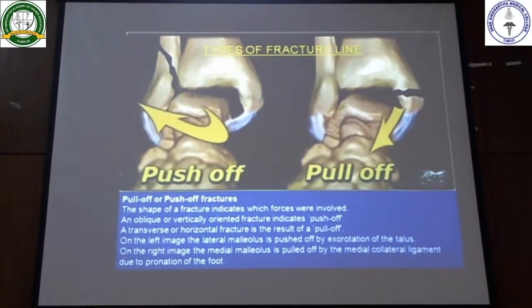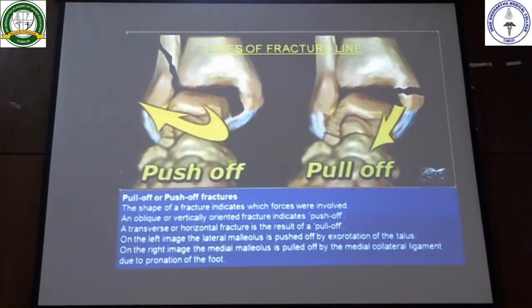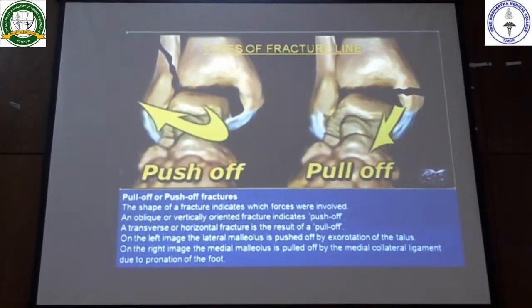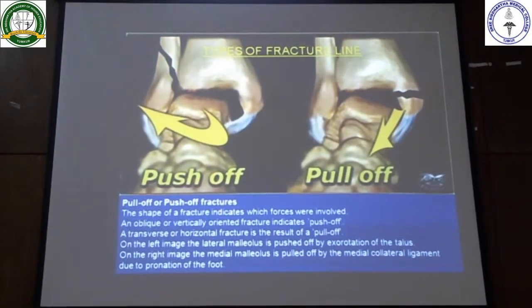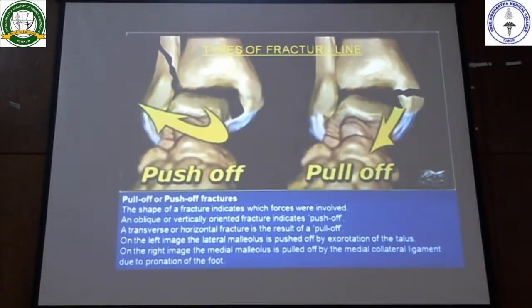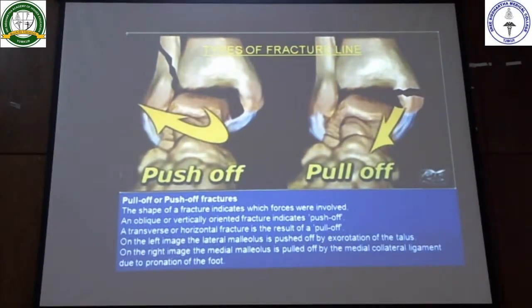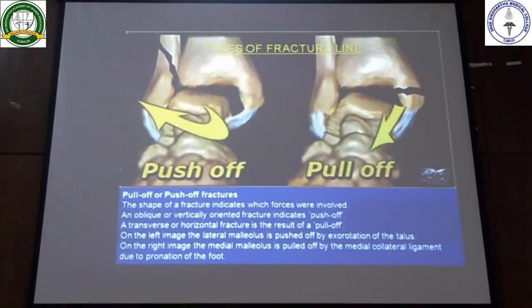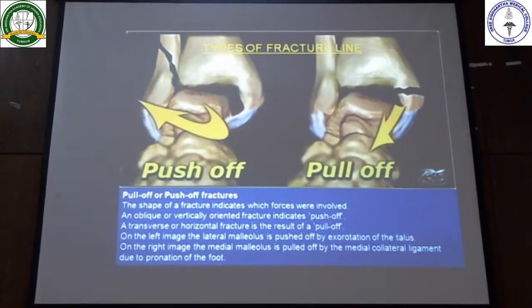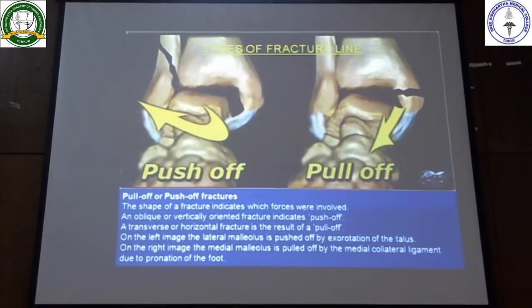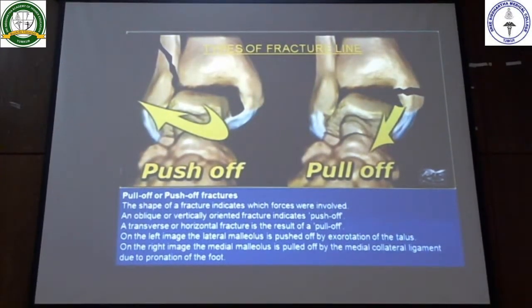Before we go into the classification, this is just showing some kind of fracture line. What exactly you can make out depends on the fracture line, the shape of the fracture line. Based on that, you can call it a push-off fracture or a pull-off fracture. On the left image, it's a push-off fracture. Push-off is an oblique or vertically oriented fracture. You can see here on the left side an oblique fracture line of the lateral malleolus. That is the push-off fracture.